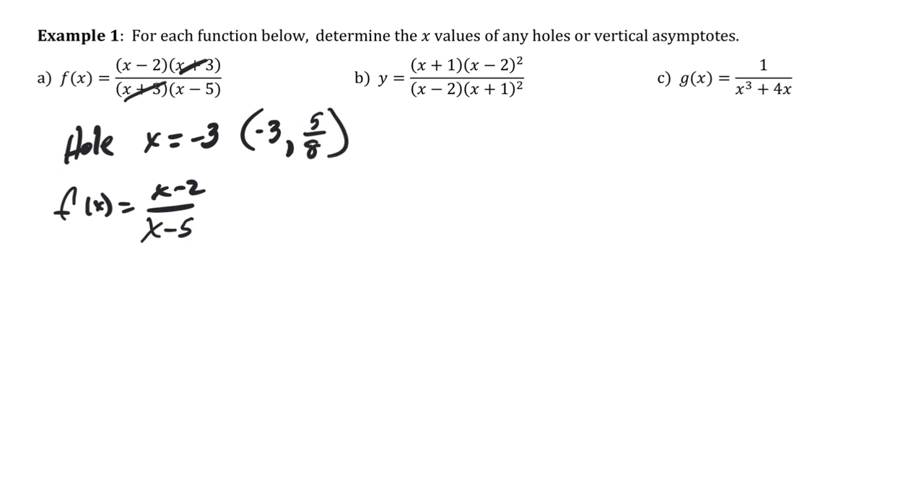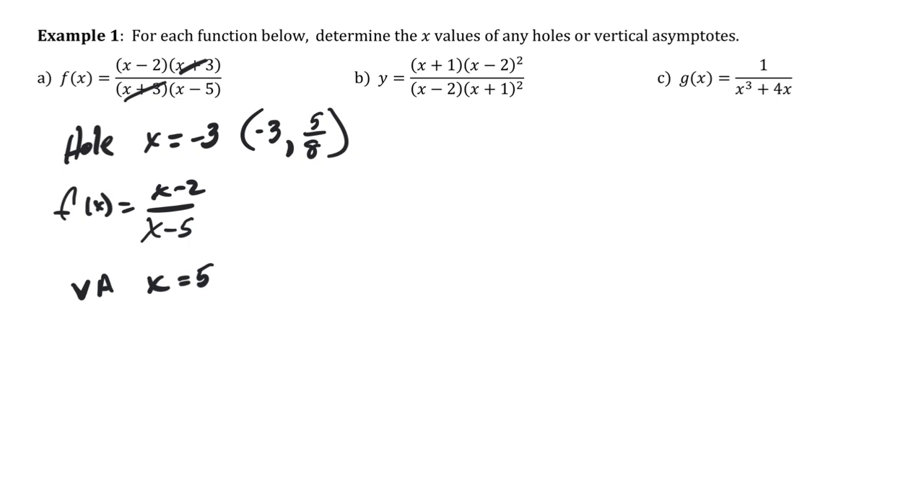So that covers our hole, but I still have an x in the denominator, so that means I have a vertical asymptote. So where is that going to be? Well, set your x minus 5 equal to 0, and you're going to get x equals 5. Do not write vertical asymptote at 5. It's x equals 5, okay? All right, let's move on to B.